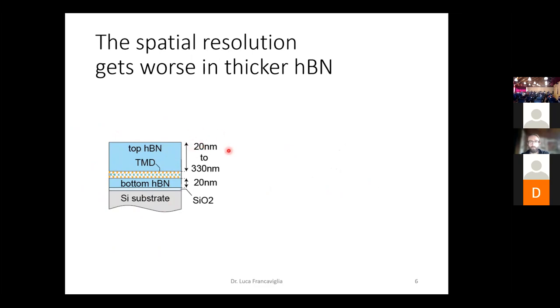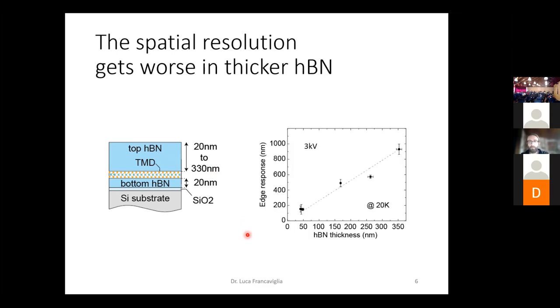So going from 20 nanometers to about 330 nanometers. In this way, if you get that statistics on several line scans and distinguish according to the thickness of the HBN in each sample, you obtain a curve like this one, where you observe that the edge response as a function of the HBN thickness is constantly, monotonically increasing for an increase of HBN thickness. And this is for a given acceleration voltage.